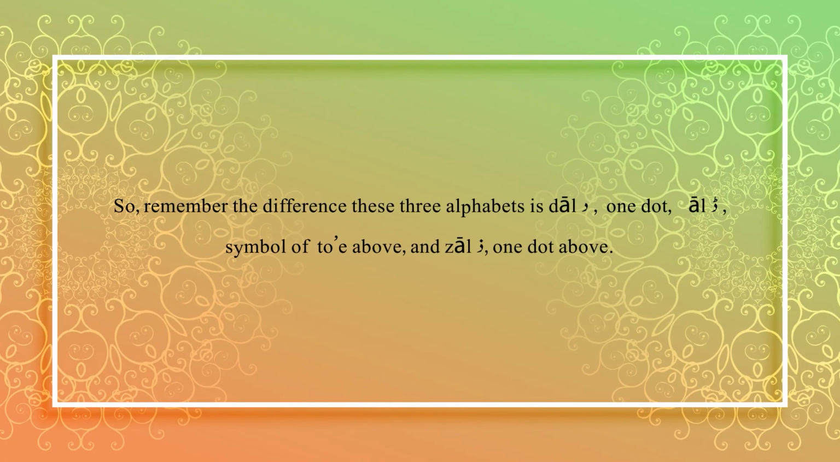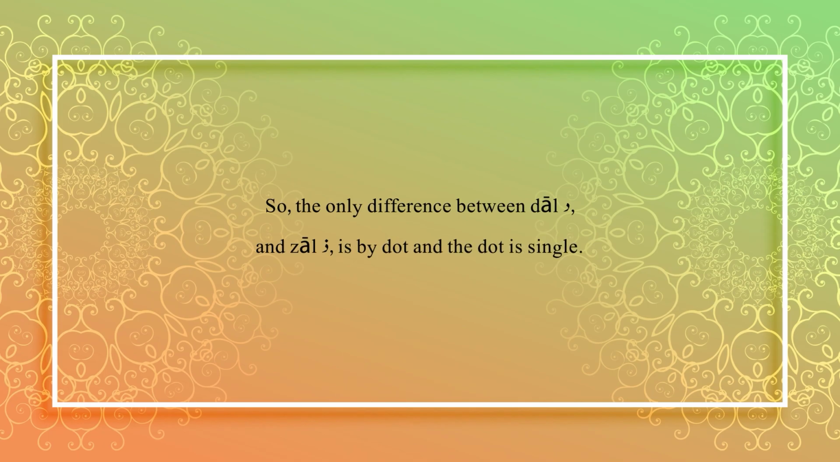So remember the difference between these three alphabets: DAAL with no dot, DAAL with one dot, and DAAL with the symbol of toy. The only difference between them is the dot, and the dot is single. One DAAL uses only a single dot and the other DAAL uses the symbol of toy on it. Okay, this is the difference between these three alphabets.